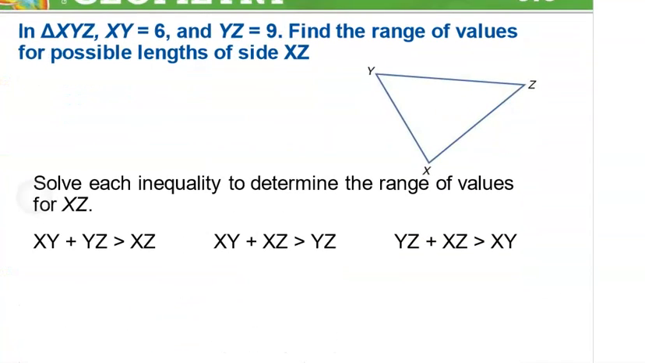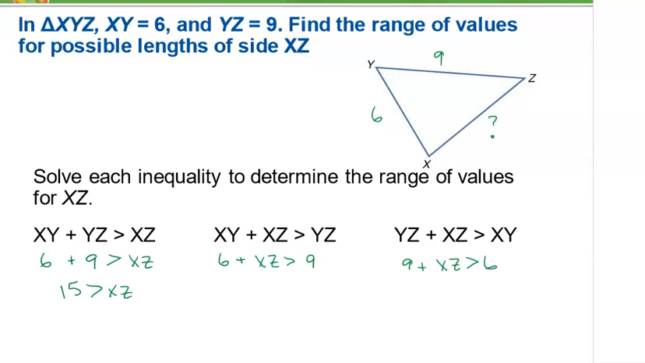So we're going to try to find a length of the range of values for these. We're going to go and label this. This is XY is 6, YZ is 9. We don't know what this one is. So I'm going to set up these ratios here, and then I'll be back. I set up the inequalities. Now I'm going to solve each of these. I'm going to take away 6 from both sides on this one and get XZ is greater than 3.